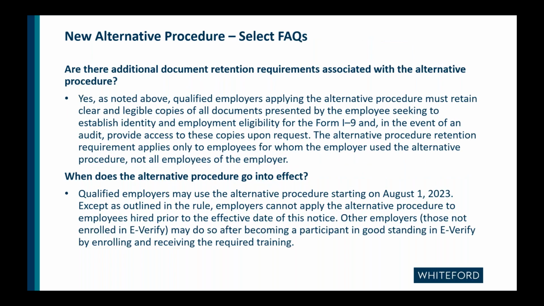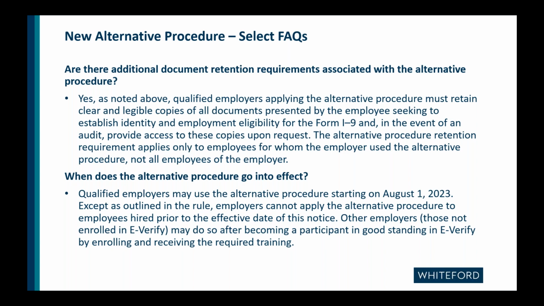Okay, so are there additional document retention requirements associated with the alternative procedure? Yes. As I noted above, qualified employers must retain clear and legible copies presented by the employee. This only applies to employees for whom the employer used the alternative procedure, not all employees of the employer. So if you do not regularly collect documents, you simply complete the I-9 form, inspect and return the documents. You would not need to keep those documents as long as you're not following the alternative procedure. But how you handle the documents must be done in a non-discriminatory fashion.